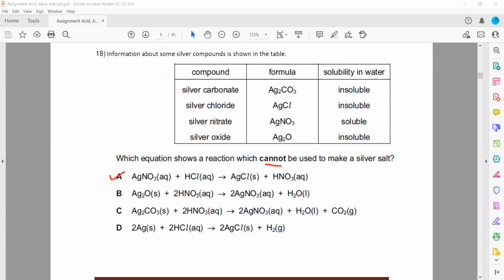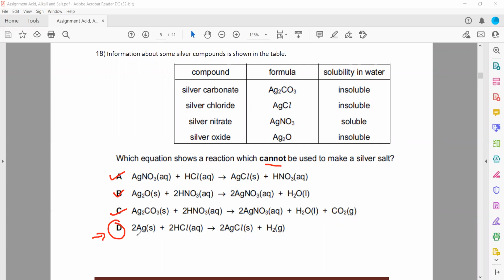Silver oxide reacting with nitric acid gives silver nitrate and water. So this metal oxide can also react, like metal oxide reacts with acid to give salt and water. Metal carbonate can also react with acid, giving salt, water and carbon dioxide. But what about option D?